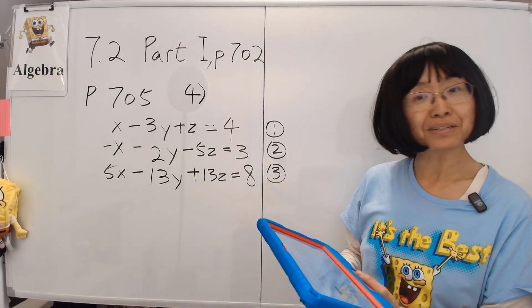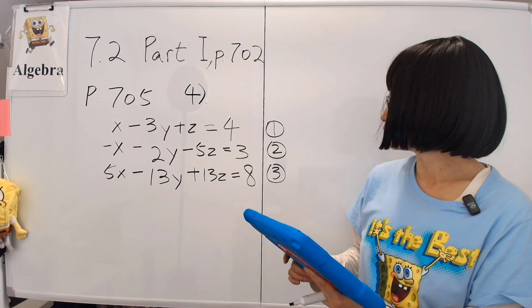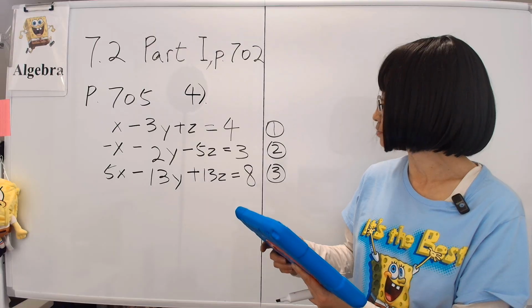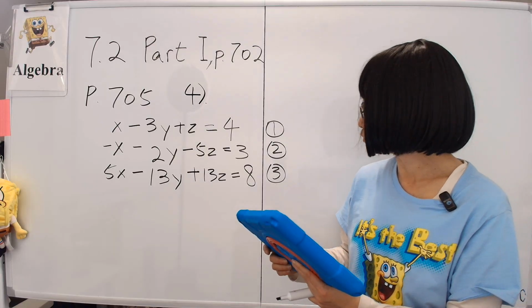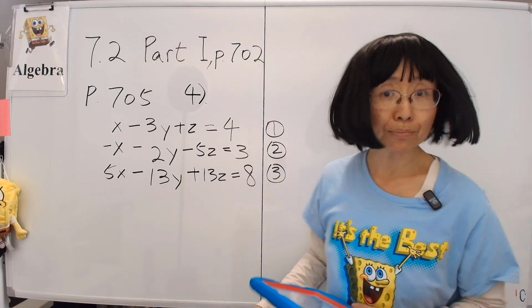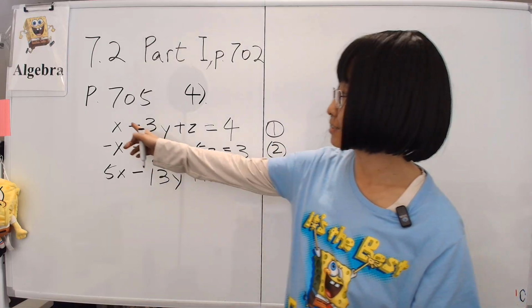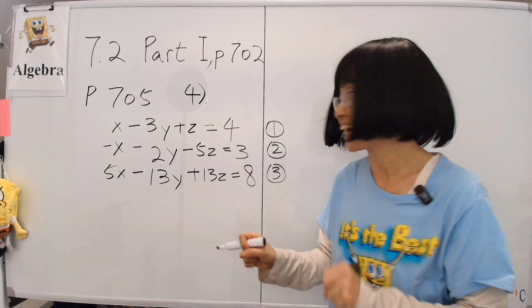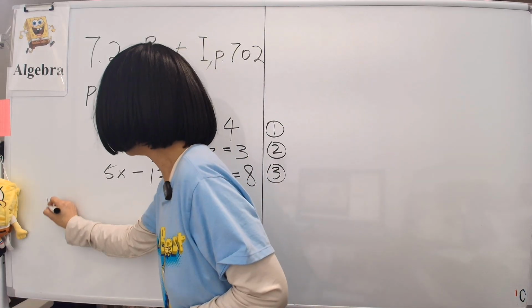Let me double check, make sure I wrote it down correctly. x minus 3y plus z equals 4. Negative x plus 2y minus 5z equals 3. And 5x minus 13y plus 13z equals 8. Okay, that should be good enough. The first thing we do is notice that there's an x here and a negative x here, a good point to attack. So the first thing we do is add equation 1 to equation 2.